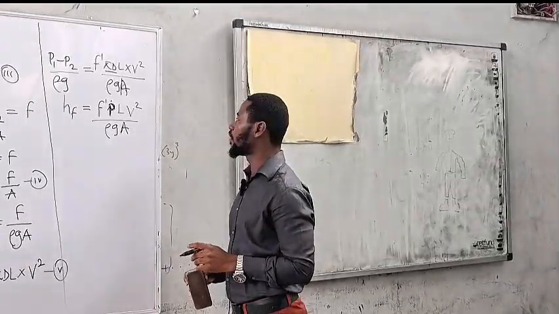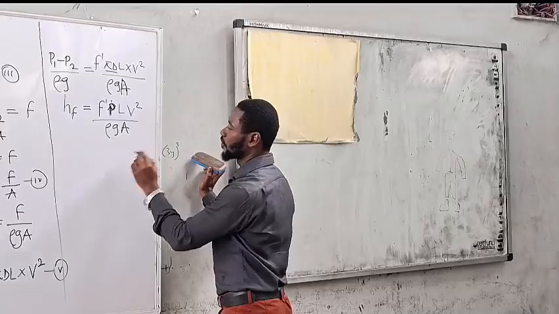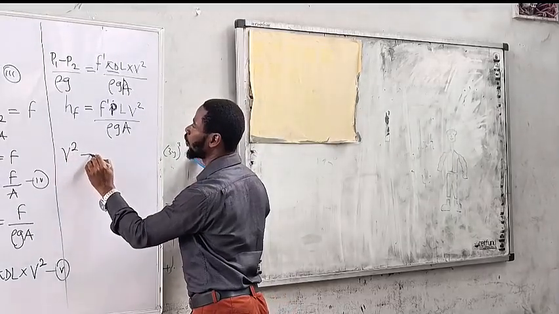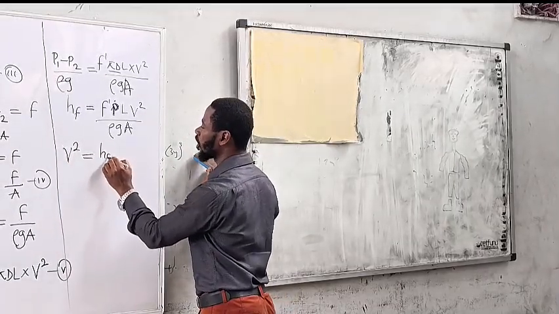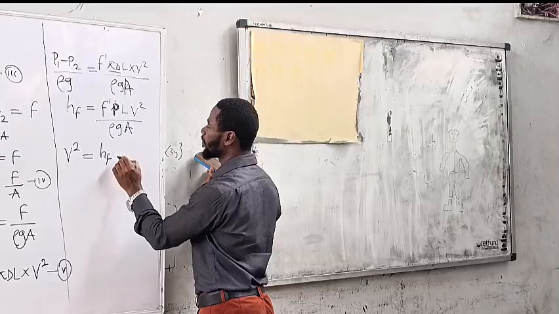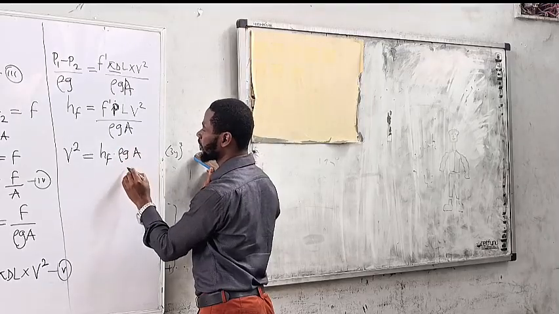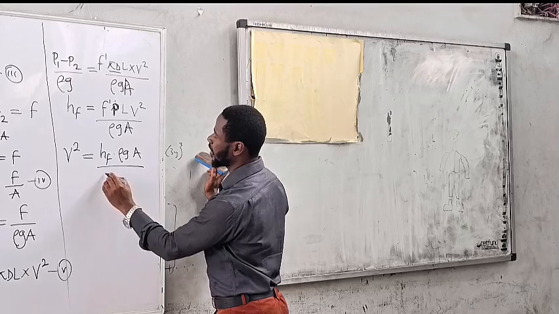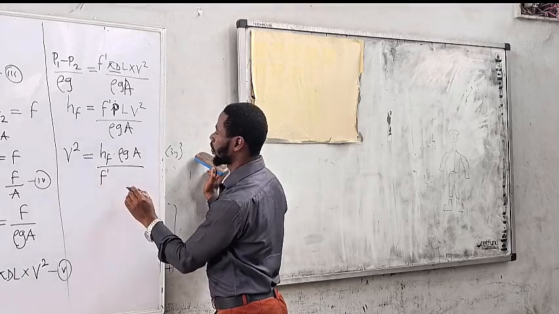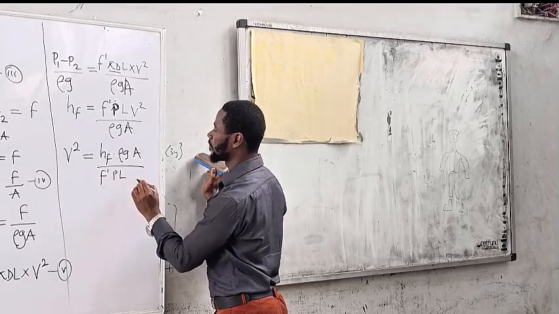So we need to make V the subject of the formula. V square will now be H subscript F multiplied by rho G multiplied by A divided by F prime L.